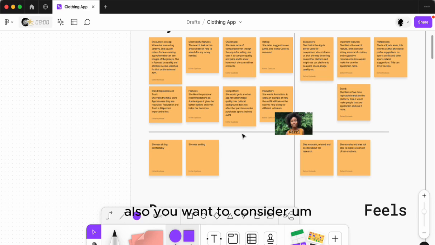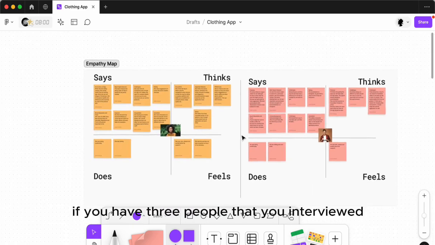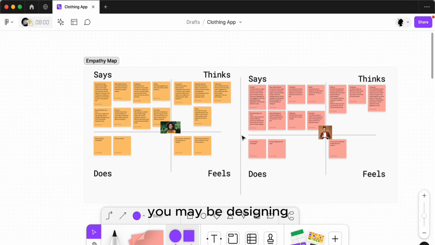Also, you want to consider whether you want to make the empathy map a single user empathy map or an aggregated user empathy map. Now, if it is a single user empathy map, you are focusing on a single person. If you have 3 people that you interviewed, you may be creating 3 empathy maps. If you have 70 people, you may be creating 70 empathy maps. That is for the single user empathy map.